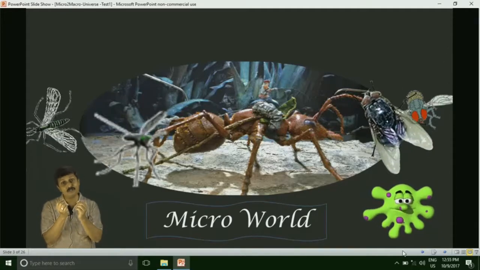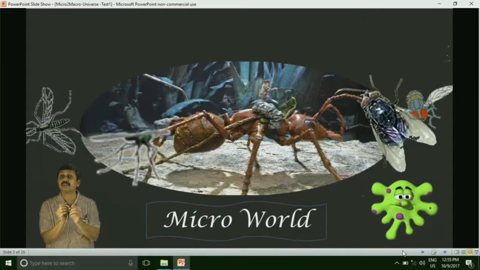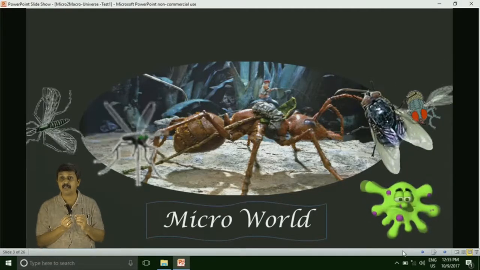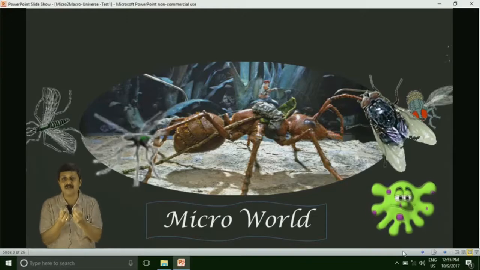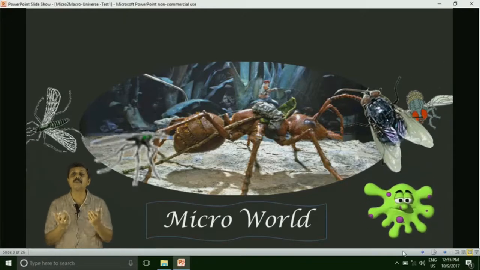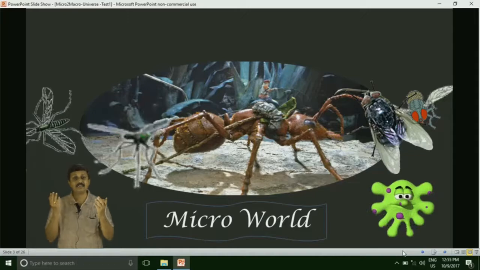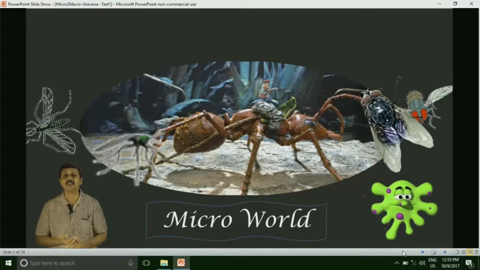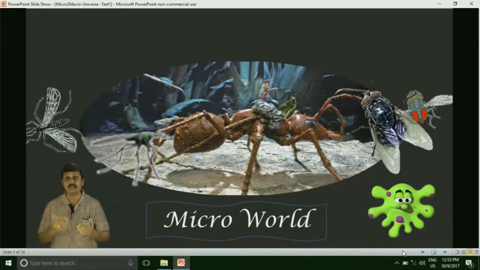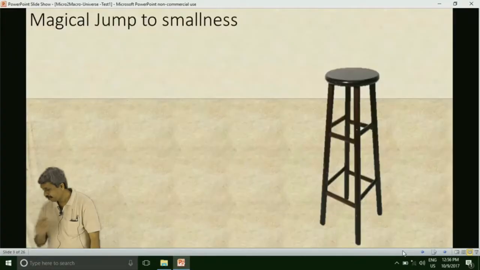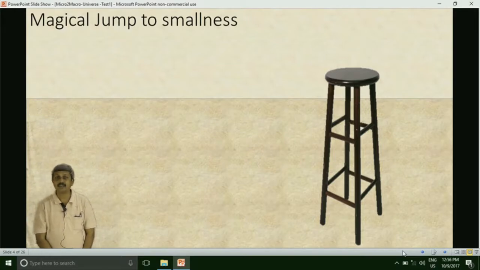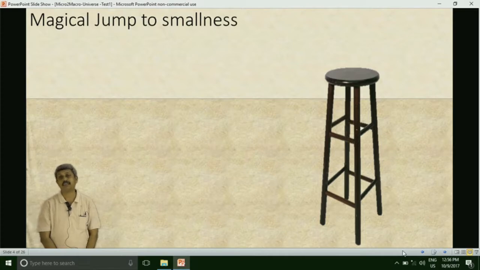Even if you can go inside an ant and see what is there inside, the ant's blood and the bacteria inside the ant, all that is even smaller. So let's just go smaller and smaller and see what are the things available at every stage. Okay, so let's use a technique to go smaller. What I call a magical jump to smallness.